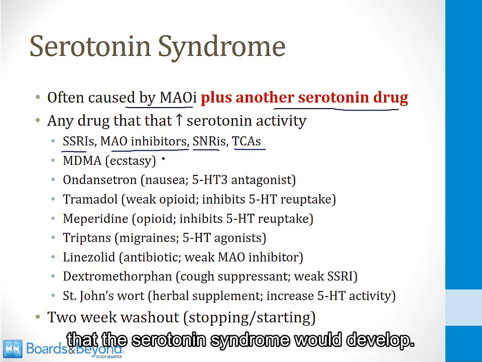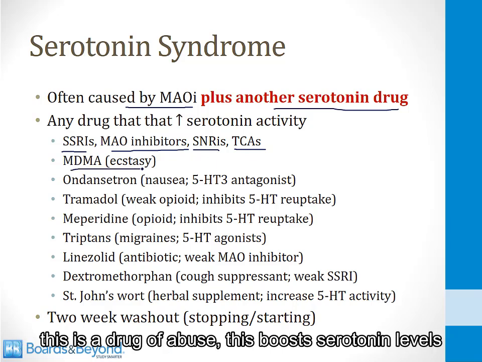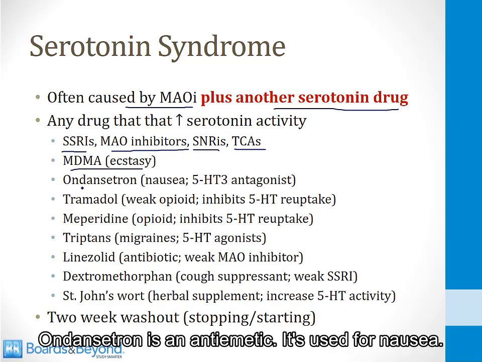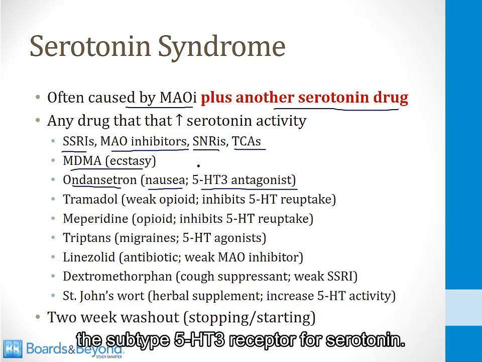Patients who abuse ecstasy, which is also called MDMA, this is a drug of abuse, this boosts serotonin levels, and that can lead to the serotonin syndrome in someone on a MAO inhibitor. Ondansetron is an antiemetic. It's used for nausea. It's a 5-HT3 antagonist, meaning that it blocks the subtype 5-HT3 receptor for serotonin.